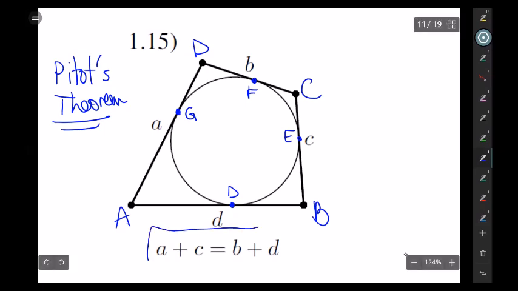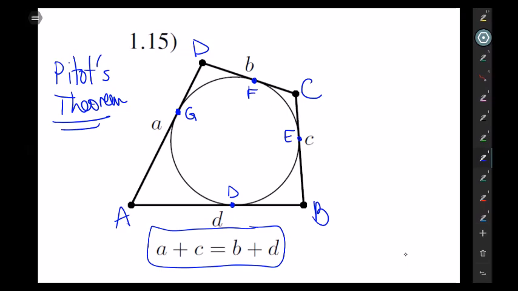Yes, the goal is to prove this statement, that opposite sides add up to the same sum if you can inscribe a circle inside the quadrilateral. If you have an inscribable quadrilateral, then the sums of opposite edges of that quadrilateral are equal. People already suggested using equal tangents: this segment is congruent to this segment, this one is congruent to this. I mean BD is equal to BE, CE is equal to CF, and DF is equal to DG. But now we are done.